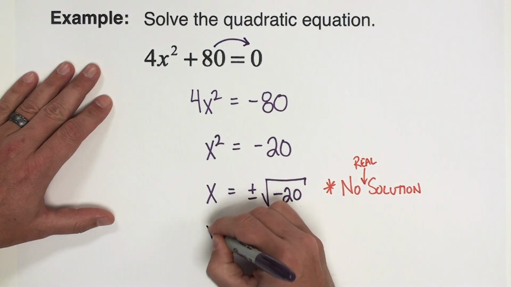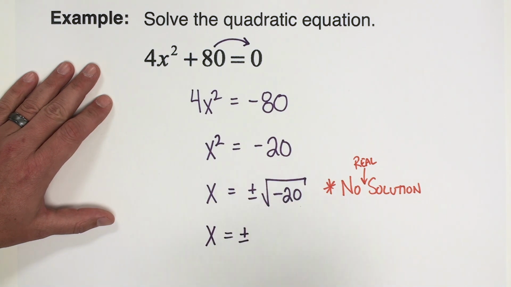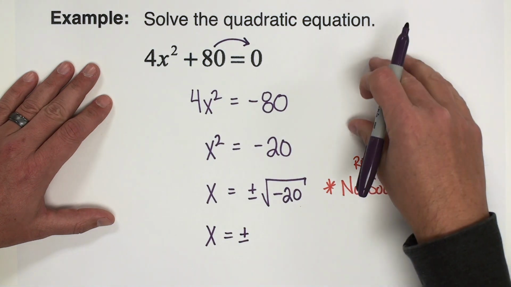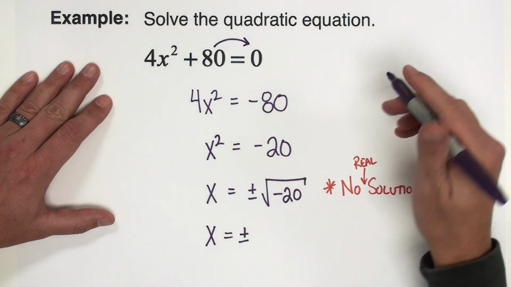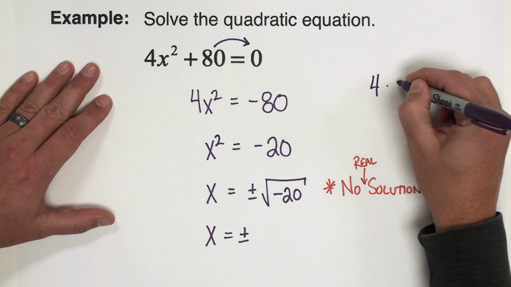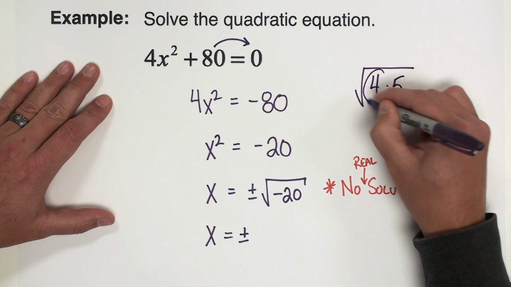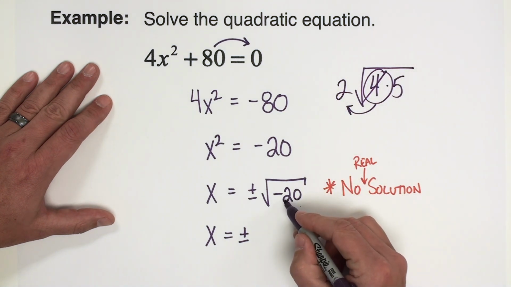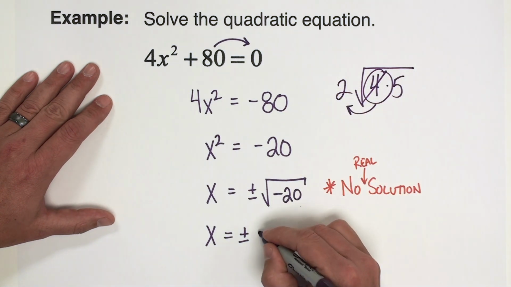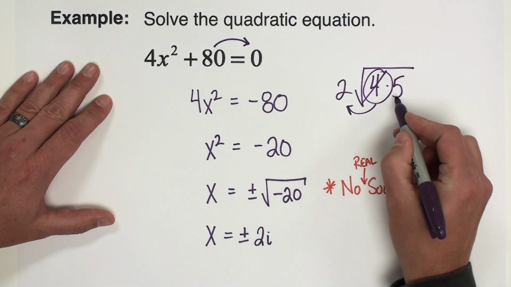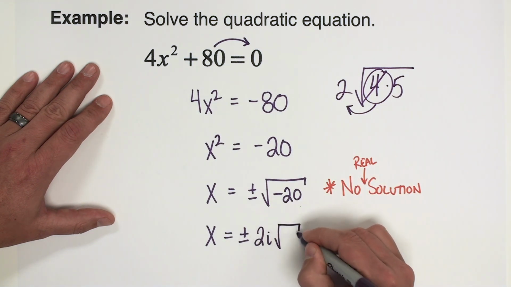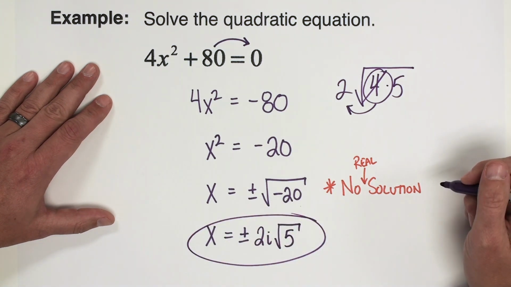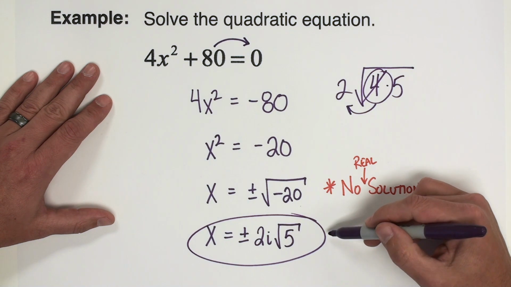So I've got now x equals plus or minus. Now I know 20, and this is kind of just my mental scratch work, but I'll write my mental scratch work here. I know that 20 is 4 times 5, and the square root of that one is 2. So as I simplify this, and because it's negative, I'm going to make this 2i, and then the 5 was the non-perfect square. So I get x equals plus or minus 2i√5.